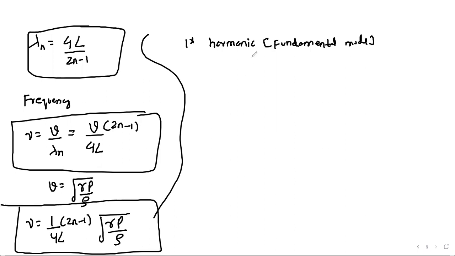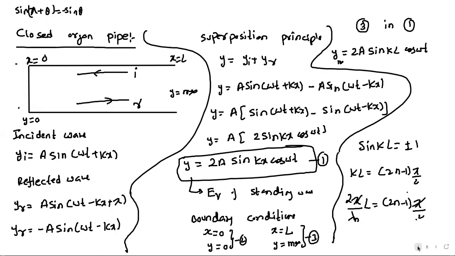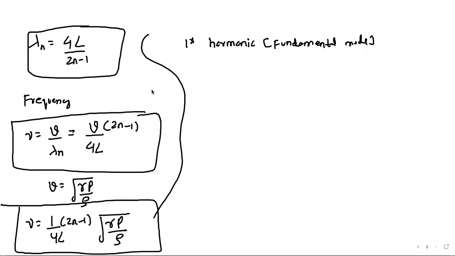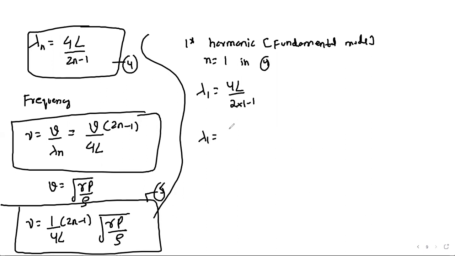If you want to calculate the first harmonic, let's name these equations. This is 3. Let's call this equation number 4. This is equation number 5. For the first harmonic, you can put n equal to 1 in equation number 4. When you do this substitution, you will get lambda 1 is 4L by (2 into 1 minus 1). You will get lambda 1 is 4L. You will get L is lambda 1 by 4. So in length L, now you have 1/4 wave.